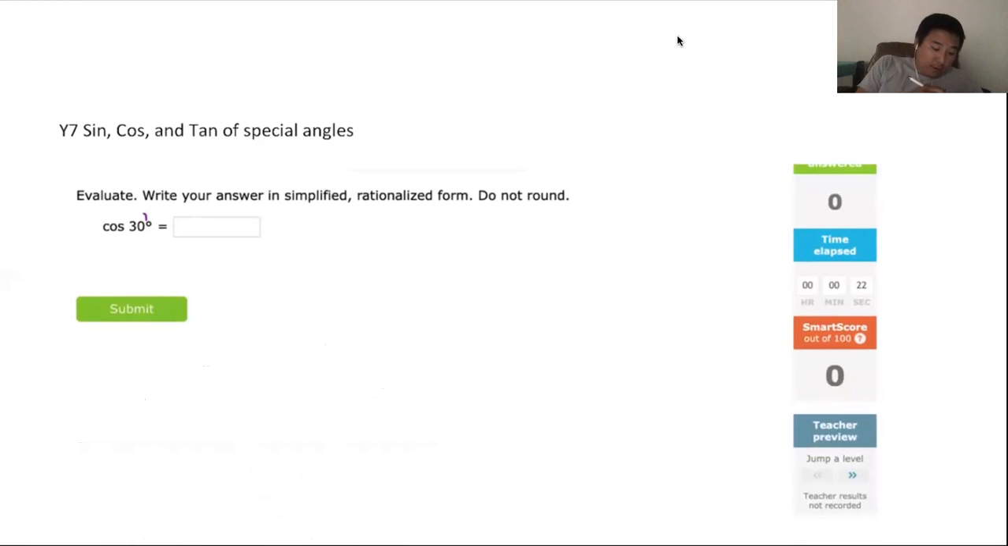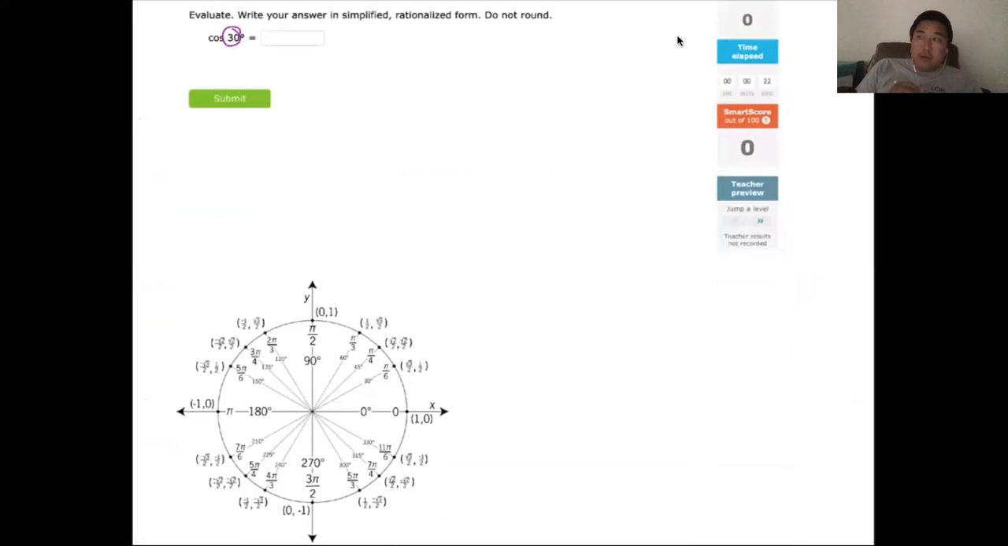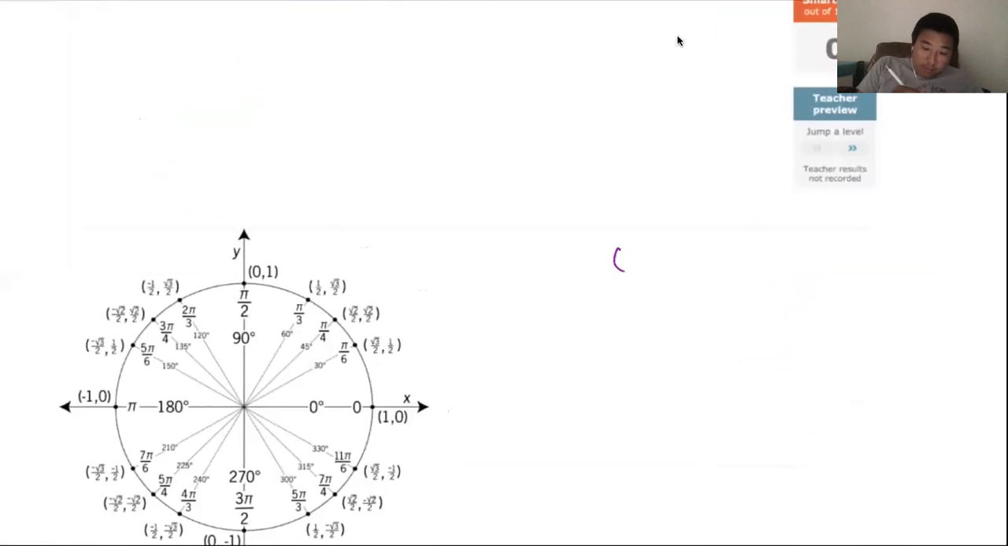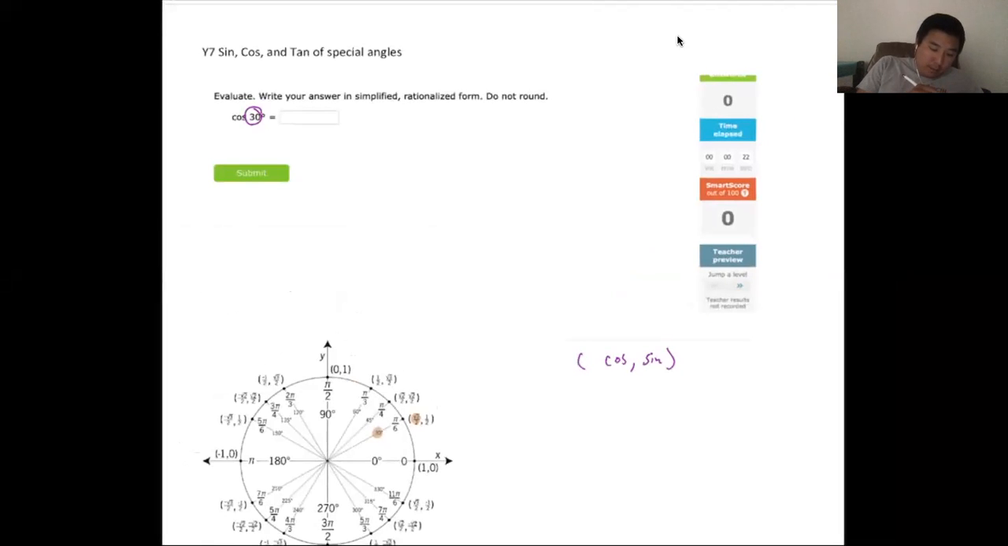So we want to find cosine of 30 degrees. I included a unit circle. I'll include a link, and you can get a unit circle or type in unit circle. Remember, for the points, it's cosine, comma, sine. You want to go to 30 degrees. Then cosine is root 3 over 2, so you're going to type in square root 3 divided by 2. Then you have to use one of those special buttons.